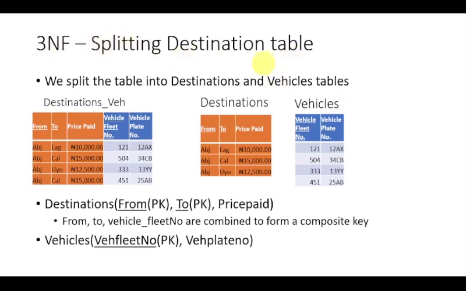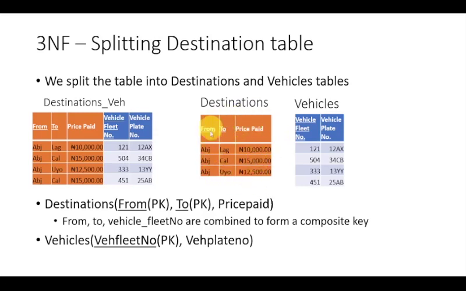So we split the table into destinations and vehicle tables. Now the destination and vehicle tables look like this. Remember, we had these three columns; we will split them, and we have destinations. So we have from, to, and price paid. You can see Abuja to Lagos 10,000, Abuja to Calabar 15,000, Abuja to another destination 12,500.